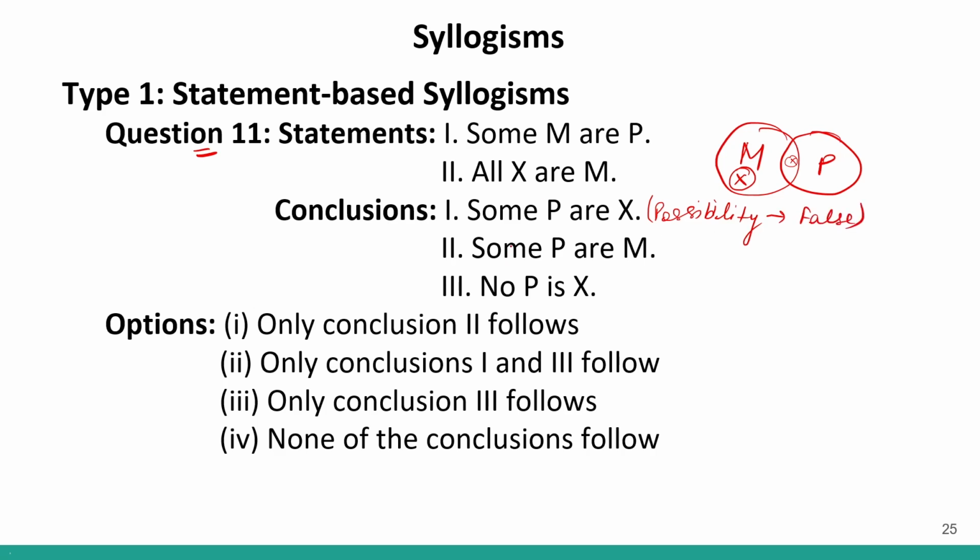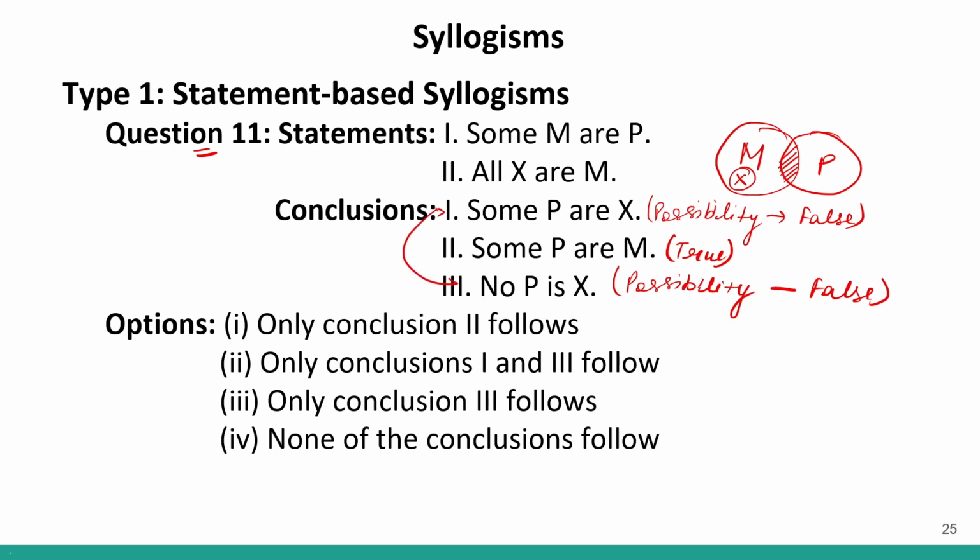Okay. Conclusion number 2 says some P are M. Definitely this part is correct. So this is true. Conclusion 3 says no P is X. Now, no P is X. This is again a possibility. So this is also false. No P is X and some P are X. These are possibilities, therefore false.